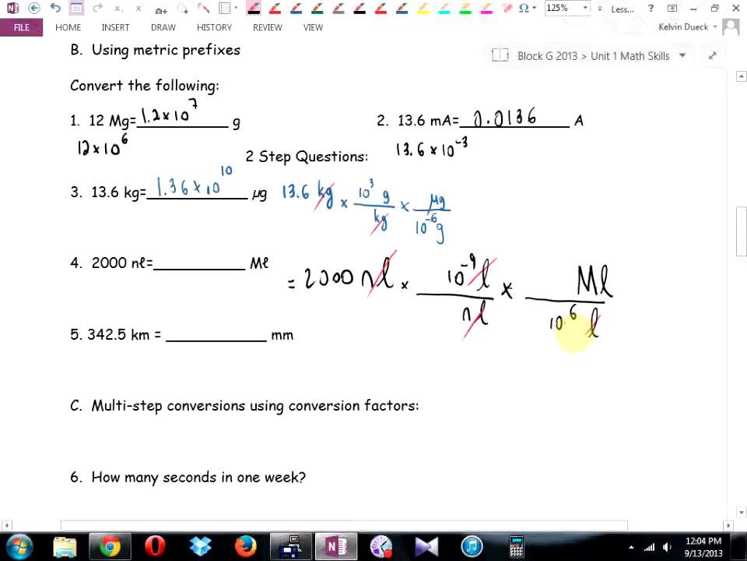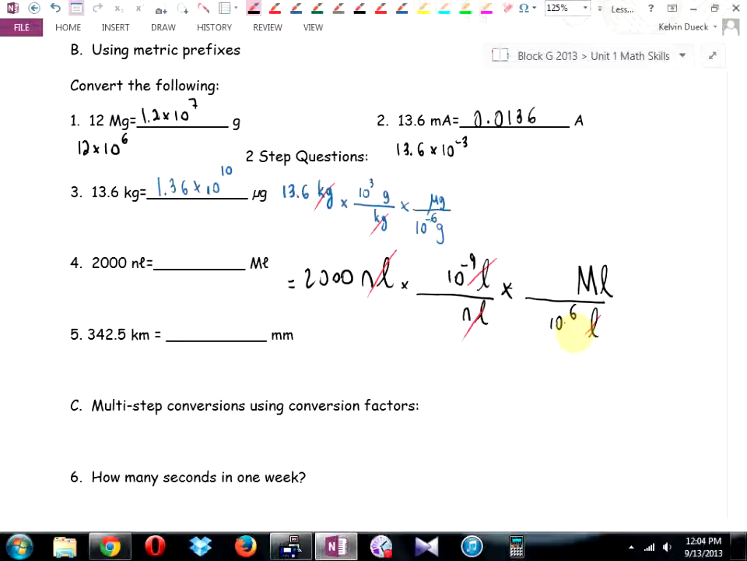So I think it's going to be 2,000 times 10 to the negative 9 divided by 10 to the 6th. I suspect you're going to get an answer in scientific notation because 2,000 nanoliters is really, really small, and a megaliter is really, really big. So I'm expecting a scientific notation, really small answer.